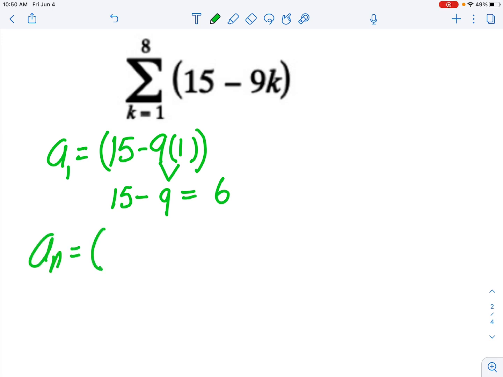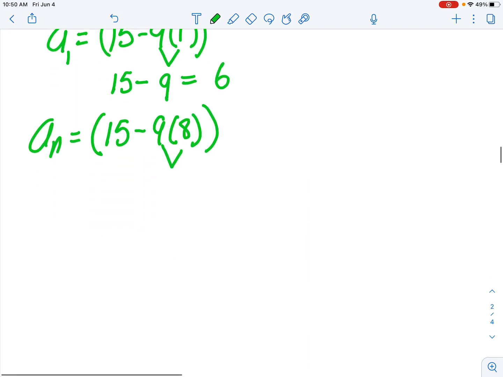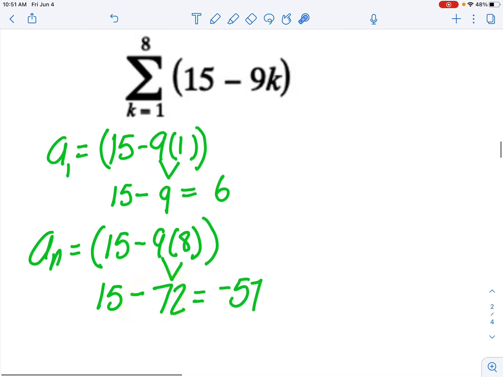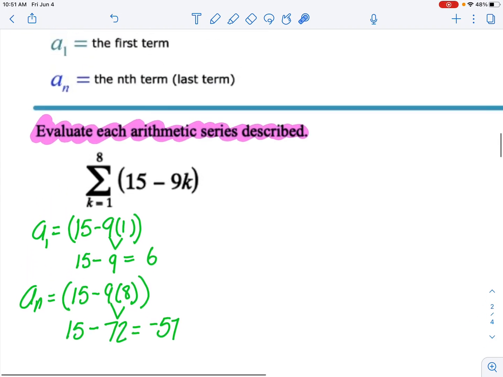an is equal to 15 minus 9 times 8. 9 times 8 is 72. 15 and negative 72 are not the same sign, so I subtract and I get negative 57, because 72 is bigger and 72 is negative. So that's our last term. So when we have an order, our first term is 6, our last term is negative 57.